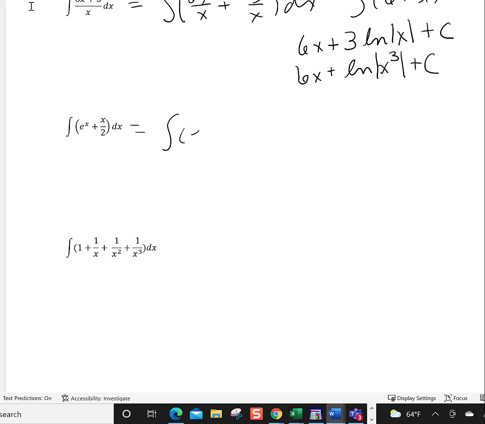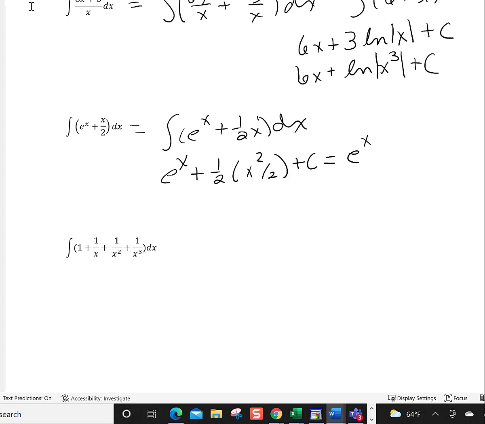The next one says the integral of e to the x plus x over 2. I'm going to rewrite that as e to the x plus a half of x dx. I just want you to see the half separated from the x and put the power of x as 1. e to the x will stay as e to the x. I'm going to keep the half. x is going to become x squared over 2, plus c.